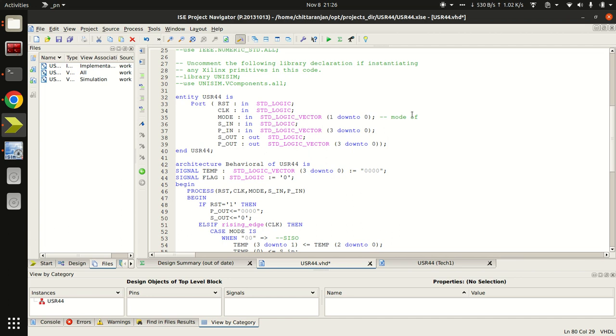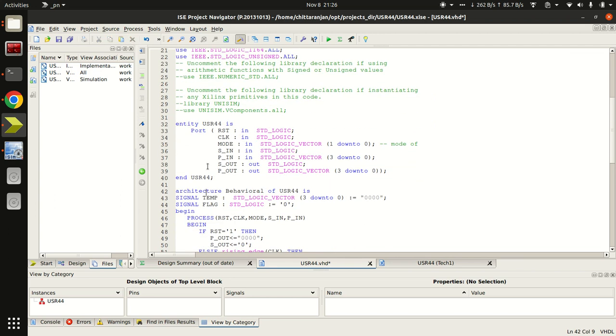Today we are going to perform the experiment of USR, which is Universal Shift Register. Its code contains three parts, that is entity declaration, architecture body and library statements. Now we will see its block diagram.